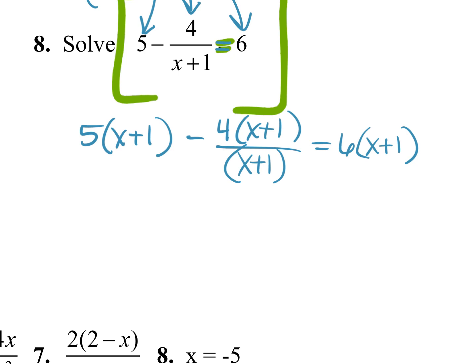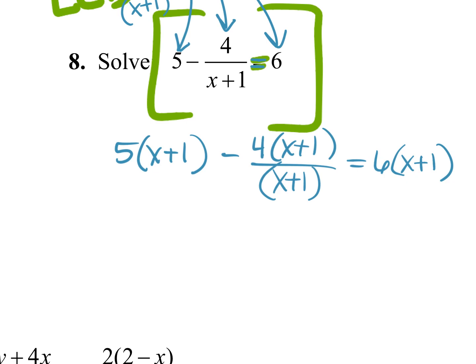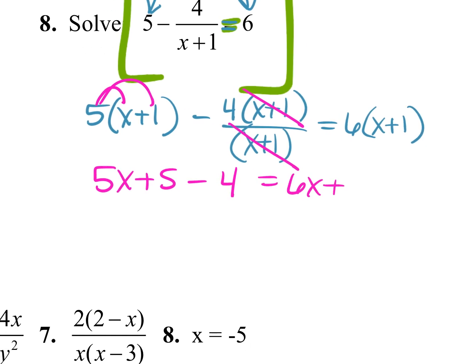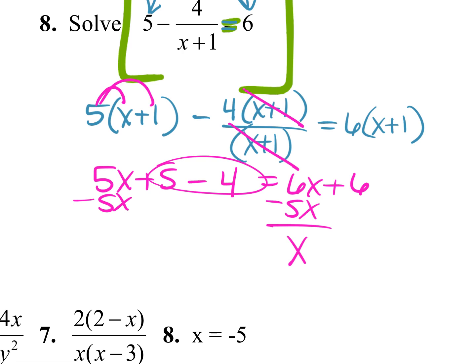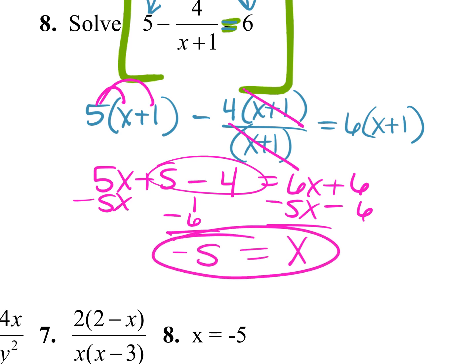Cross out first, and then you can distribute. So the x plus 1s equal 1. So you get 5x plus 5 minus 4 equals 6x plus 6. So take away 5x. And then this is 5 minus 4 is 1. So take away 6 and you get negative 5. So x equals negative 5. Questions on that?